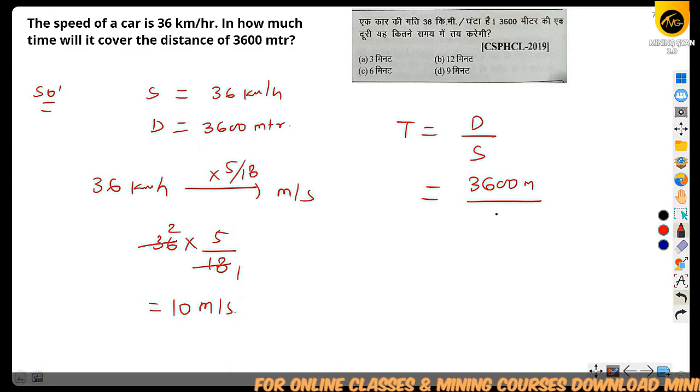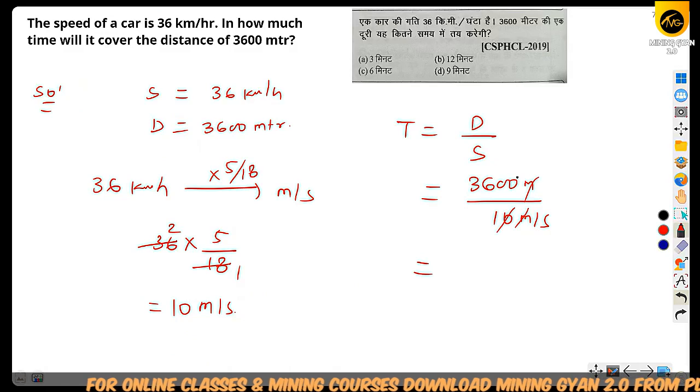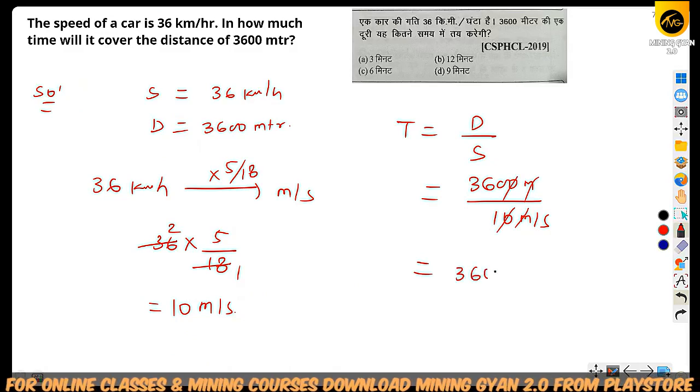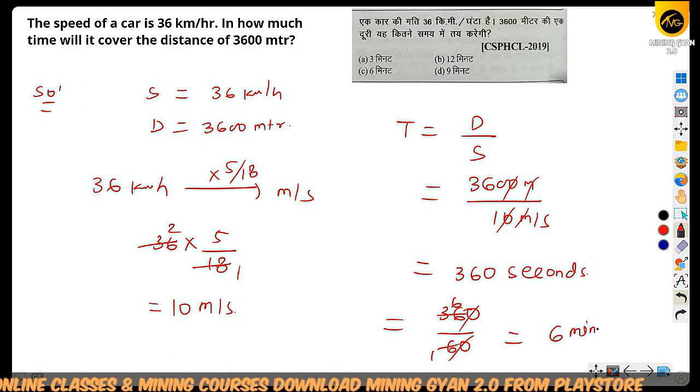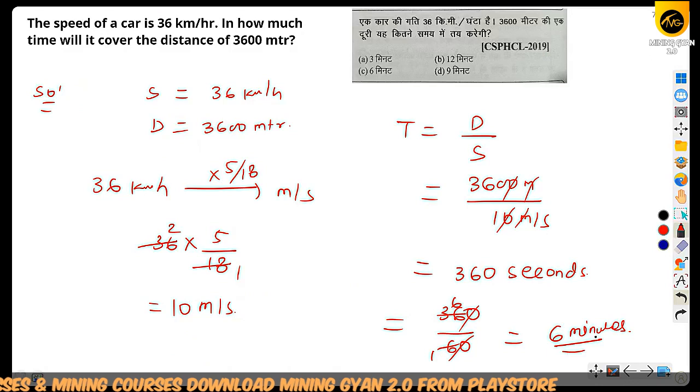So just divide by 10 meter per second. Meter cancels and the zeros cancel. So it will be 360 seconds. But options are available in minutes, so if you want to convert seconds into minutes, just divide by 60. 360 divided by 60 is 6 minutes. So option C is the correct answer.